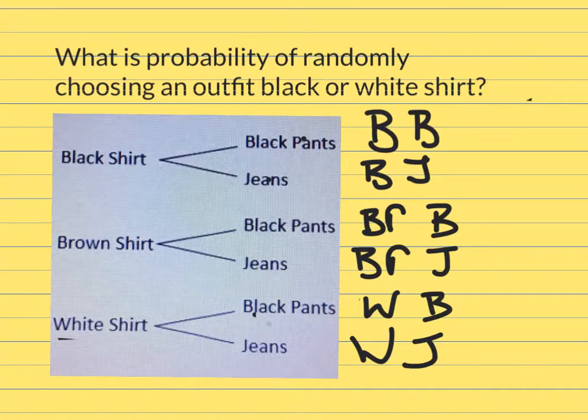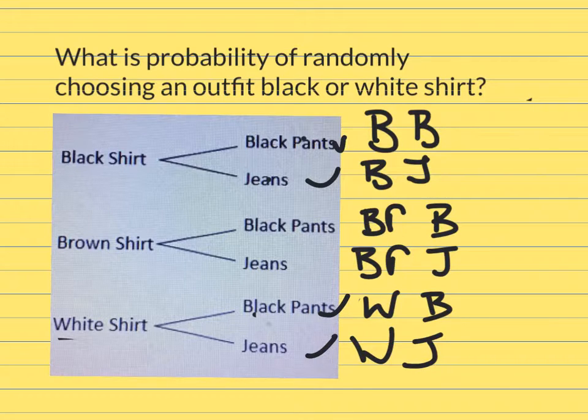Now let's answer this question. What is the probability of randomly choosing an outfit, and I should have said with a black or white shirt. So with a black or white shirt. Well, I can see that all of these outcomes would have black shirts and all of these would have white. So, let's see, 1, 2, 3, 4. So it should be 4.